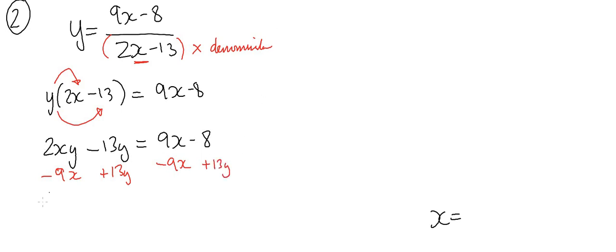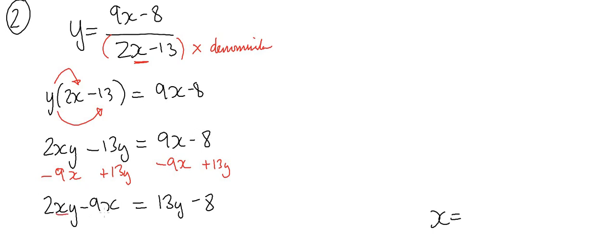So I've got my 2xy. I'm going to take away 9x. I had a negative 13y. I've added 13y, so that's gone. That 9x has been subtracted. I've added 13y, and I've still got a minus 8. Right, so I've got my x on one side, that's good.